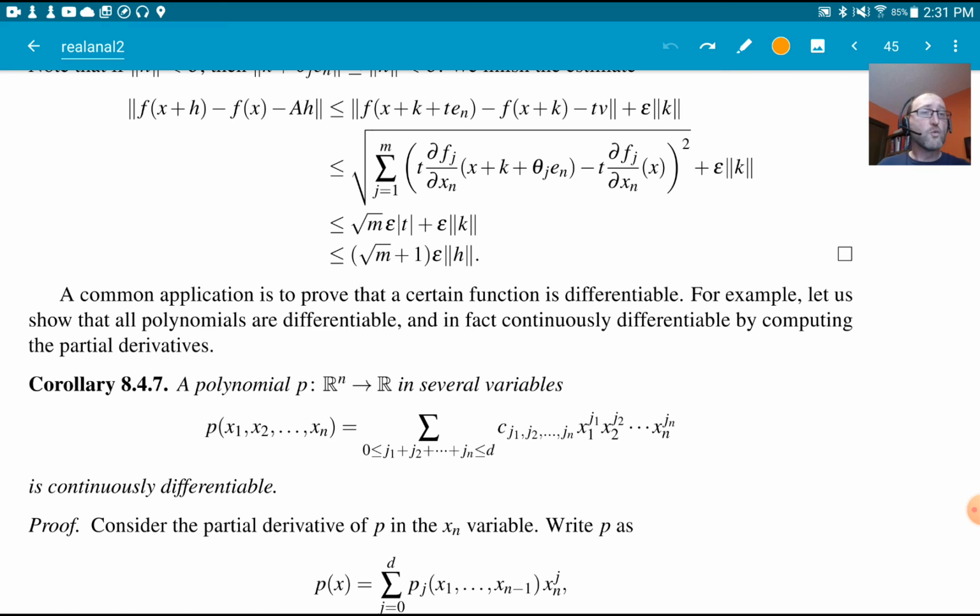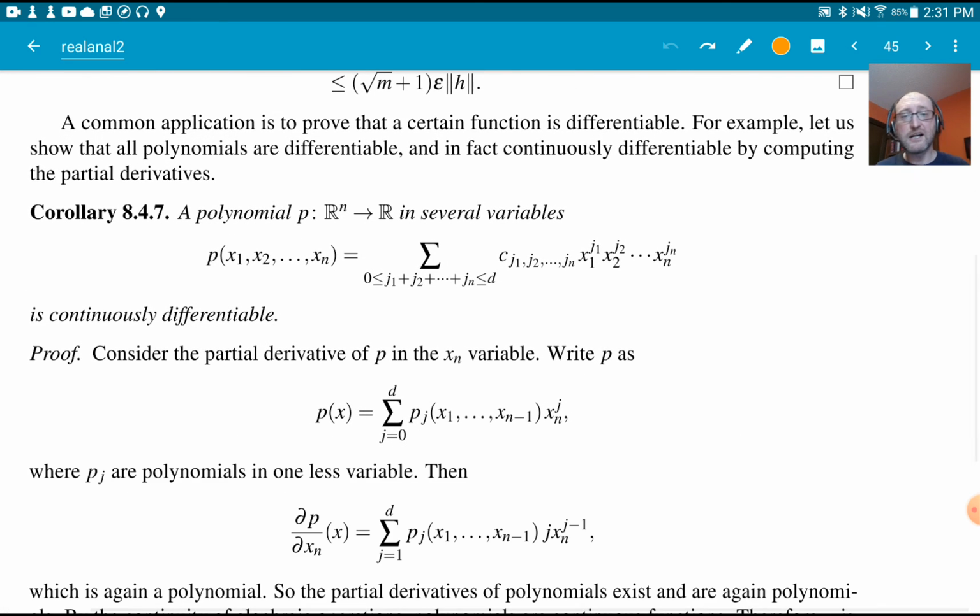All right. So one application of this is, for example, a polynomial in several variables, x1 through xn. So it's just some expression like this. If I'm saying it's of degree d, that means that these monomials should not be of total degree bigger than d. So it's some expression like this. This is a finite sum. And we're claiming that this is continuously differentiable, and well, how do you do that?